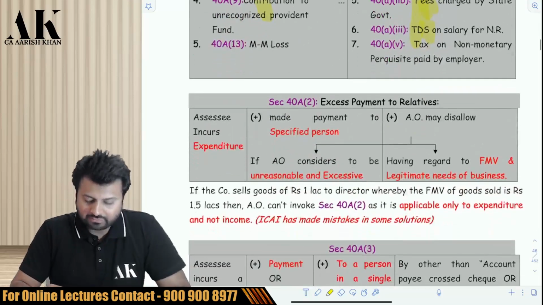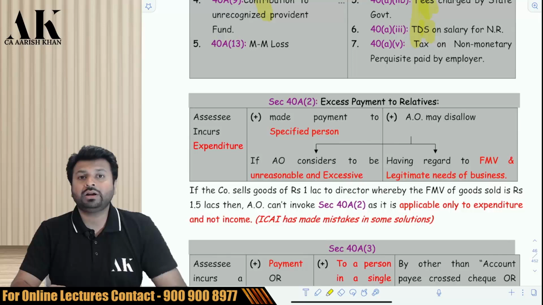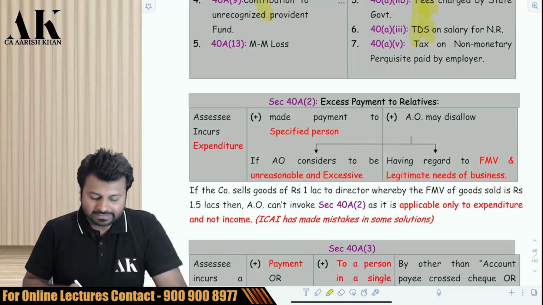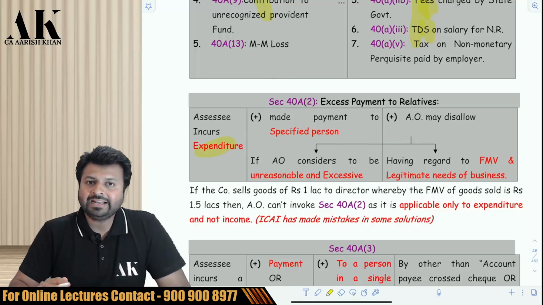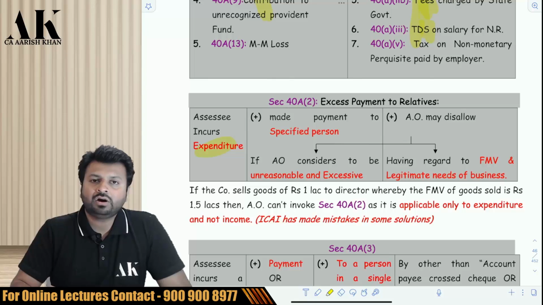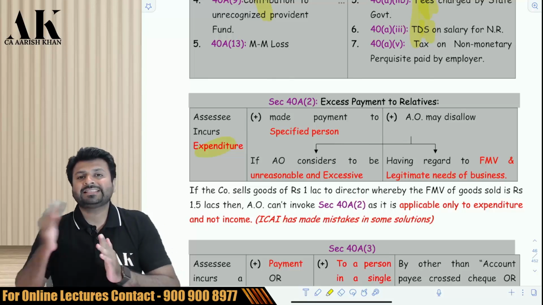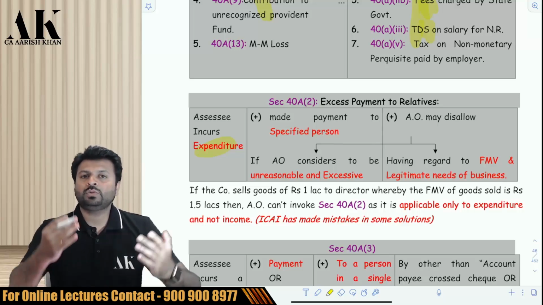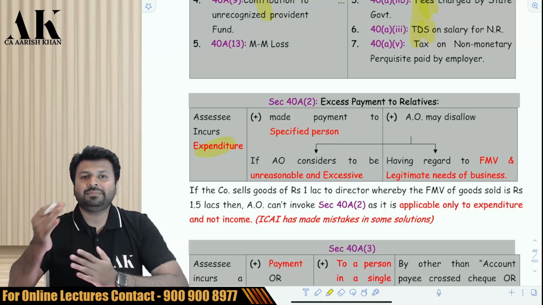Let us try to understand 40A subsection 2 first of all. What does subsection 2 have to say? Subsection 2 very clearly says that where an assessee incurs an expenditure, and in respect of that expenditure the assessee makes an excess payment to a relative or a specified person, then the excess amount will be disallowed. So if I am an assessee, I am incurring an expenditure, and you are my related party, I am making an excess payment to you.